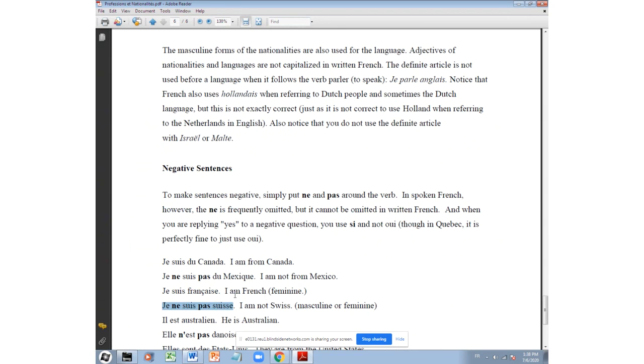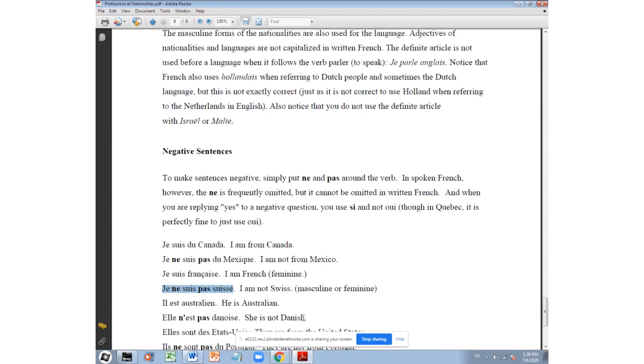Il est australien. He is Australian. Now, elle n'est pas danoise. So, danoise, that is Danish, someone from Denmark, okay? Now, please, I want you to note this. Anytime you have a verb beginning with a vowel or silent H, ne becomes an apostrophe as illustrated here, please.